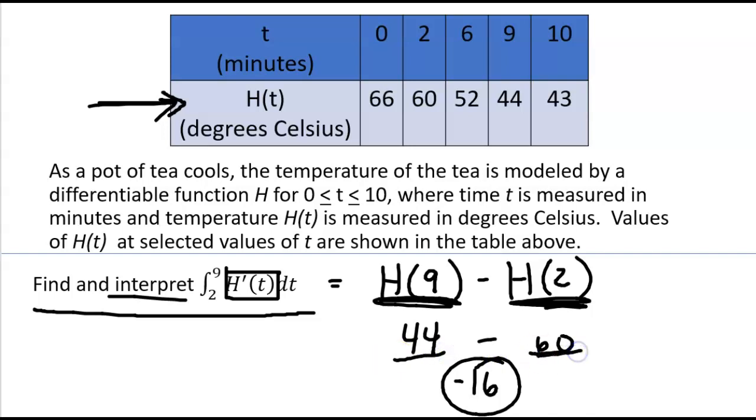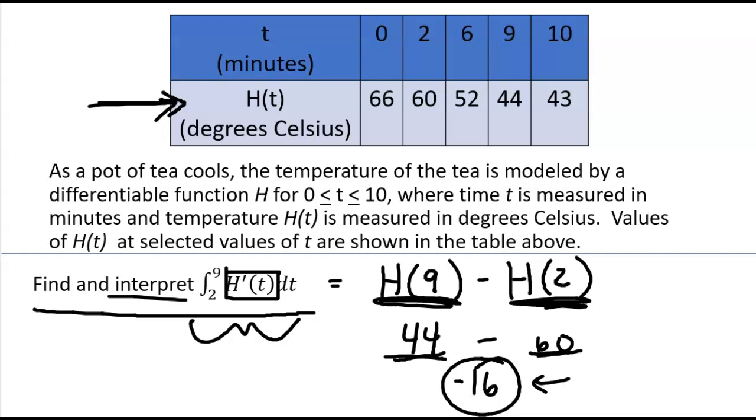I went from 60 degrees to 44 degrees on the interval from 2 to 9. So in other words, it tells you how much the pot of tea's temperature changed over time. This is also what's known as a net change problem. When you take the integral of a derivative, you get a net change. But we haven't quite finished interpreting it.